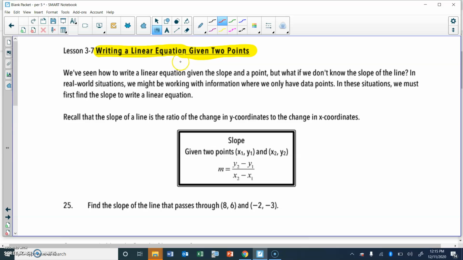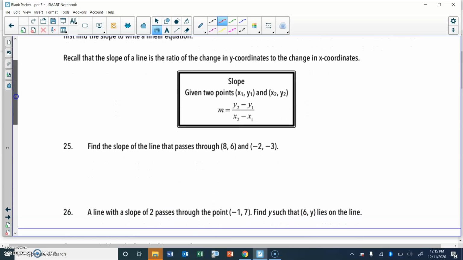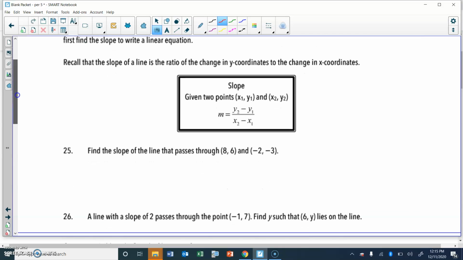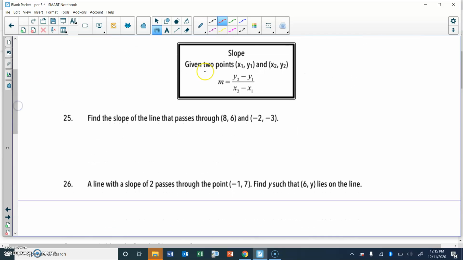Okay, so first thing we're going to do before we get to writing a linear equation is review slope a little bit. Aren't you excited about that? What we're going to do is find the slope of a line given 2 points. So we have this formula here, m equals y2 minus y1 over x2 minus x1.